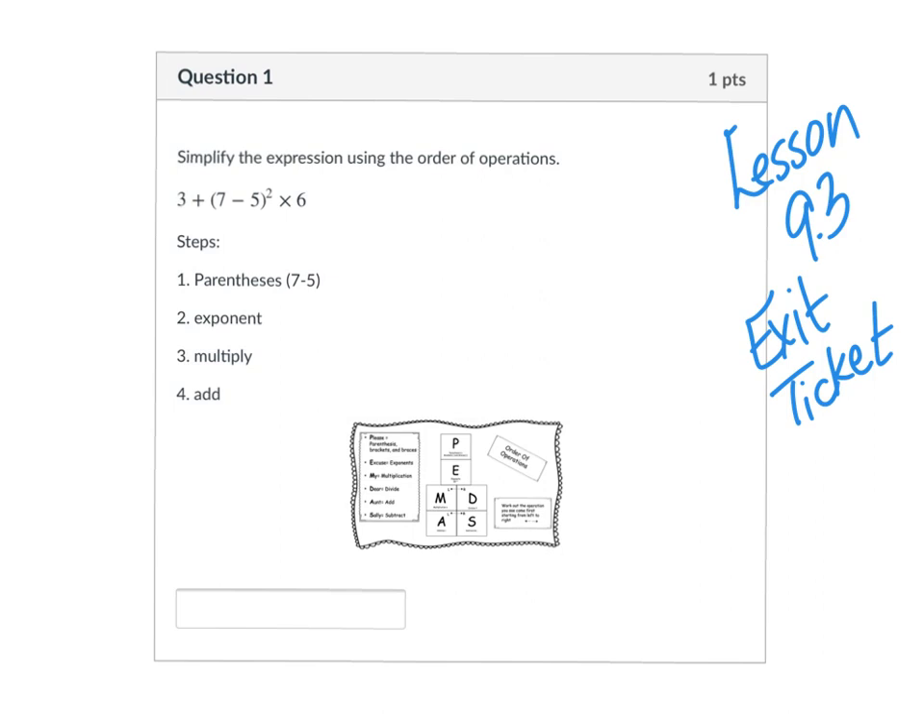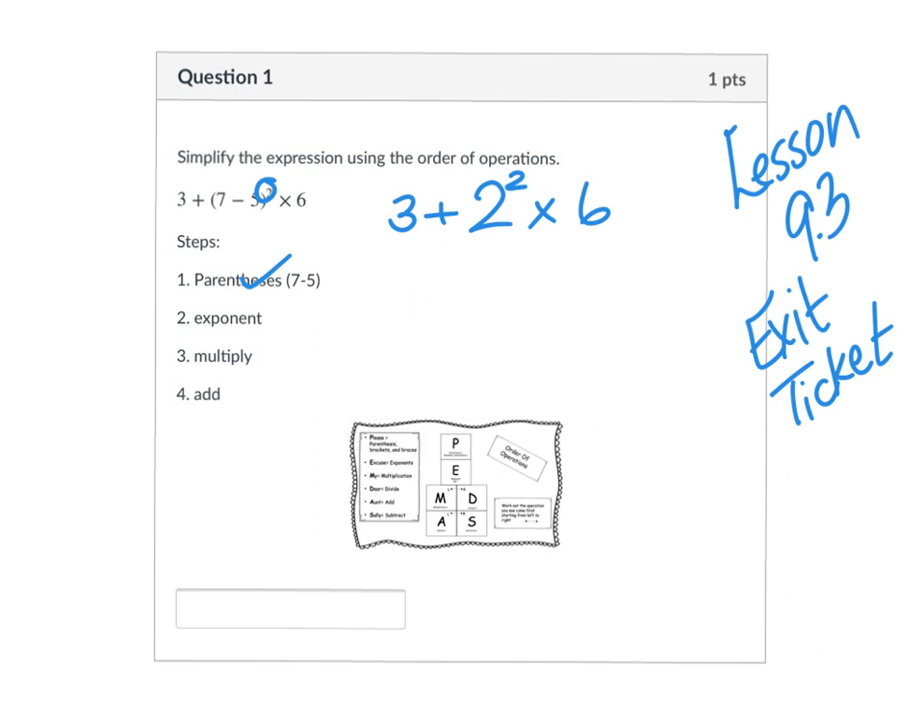So using our order of operations, we're going to do the parentheses first. So I'm going to rewrite my problem, solving what was in the parentheses. 7 minus 5, which is 2, and that needs to be to the second power because I see that exponent, and then times 6. So I did my parentheses, that's 7 minus 5.